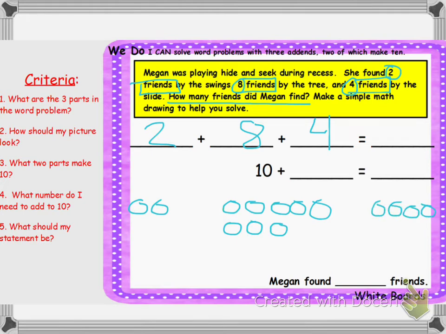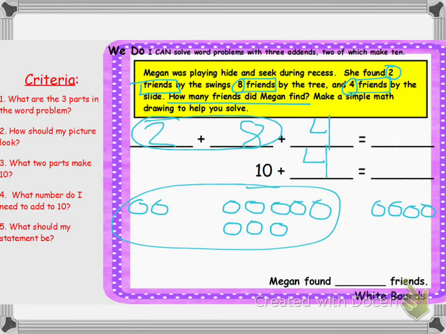Next thing, what 2 parts make 10? So which 2 numbers make 10? 2 and 8, right? Circle them in your picture and in your number sentence. Now we're going to make that new number sentence showing the 2 and 8 making 10. So since it makes 10, we're going to write this number sentence, 10 plus, and bring the 4 down. The 4 wasn't used yet, equals what?